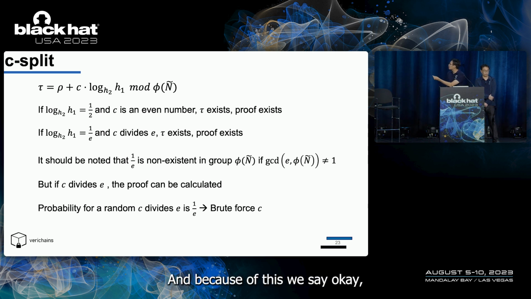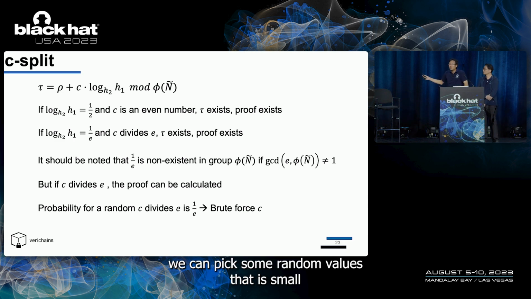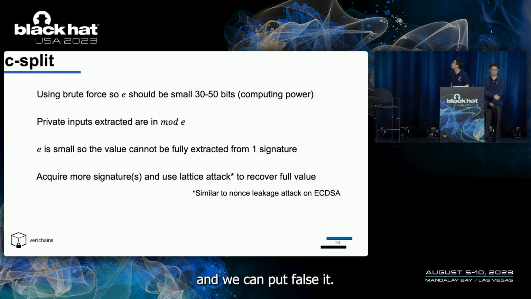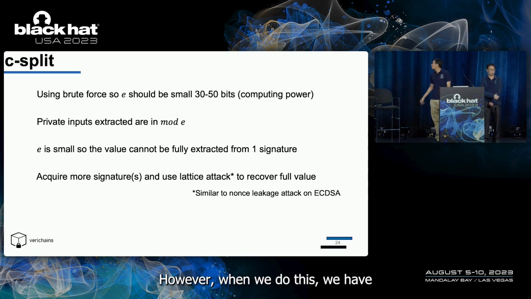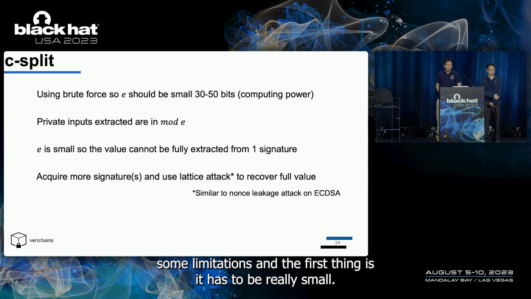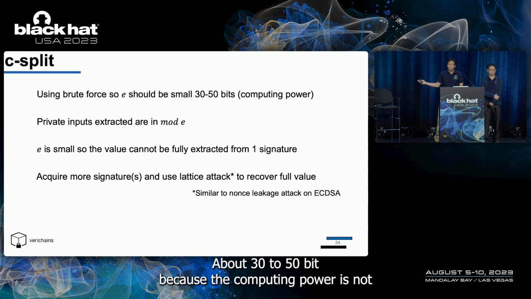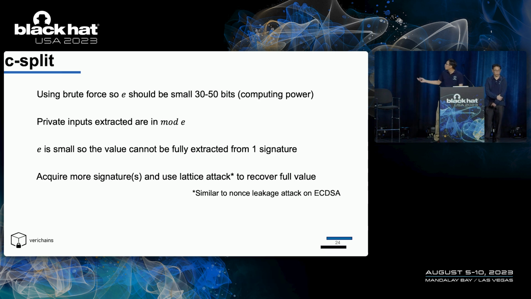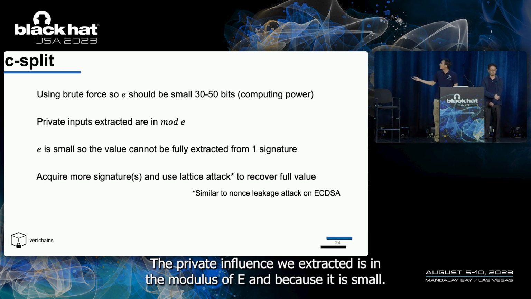Because of this, we can pick some random small E values and brute force it. However, when we do this, we have some limitations. The first is that E has to be really small, about 30 to 50 bits, because the computing power is not strong enough. The private inputs we extract are in the modulus of E.